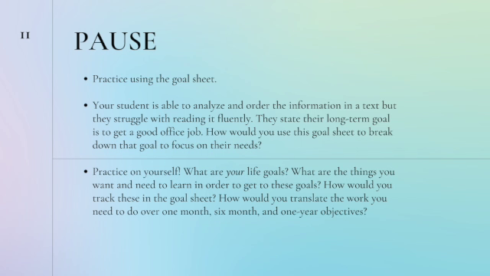Practice the goal sheet on yourself as well. What are your life goals? What are the things that you need or want to learn in order to get to those goals? How would you track these in a goal sheet? How would you translate the work you need to do over 1 month, 6 months, or 1 year objectives?